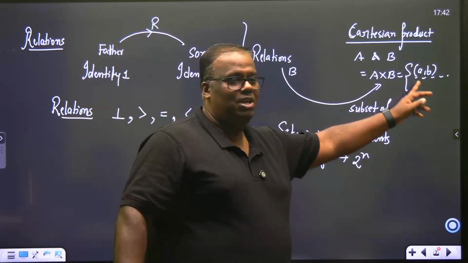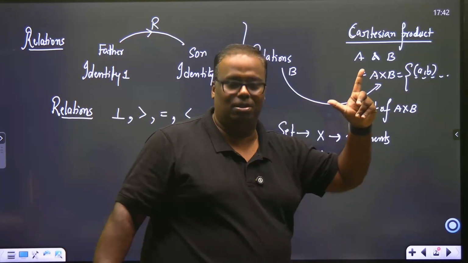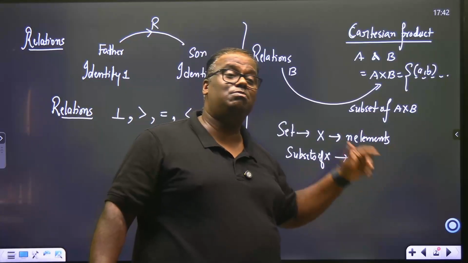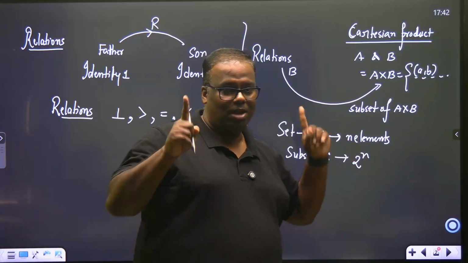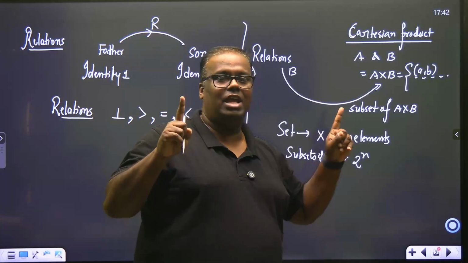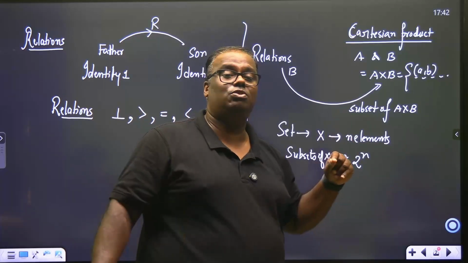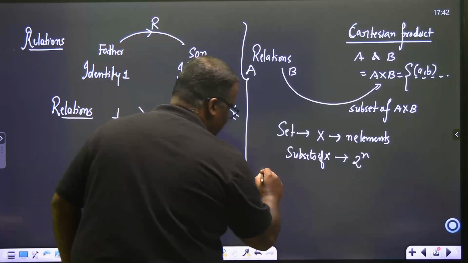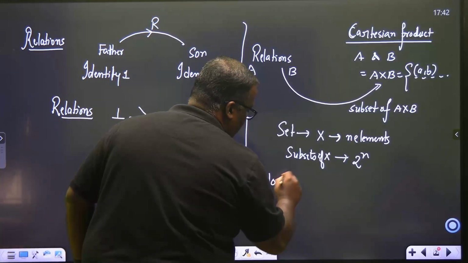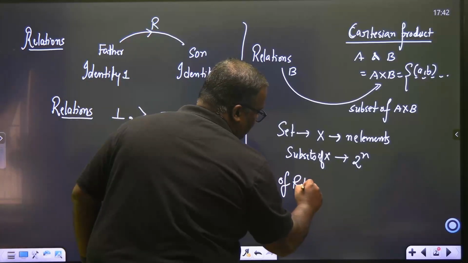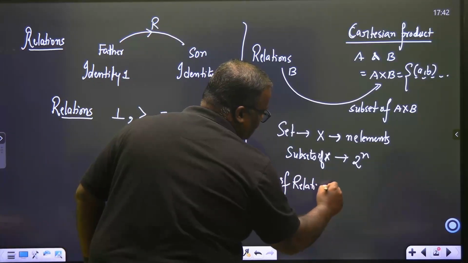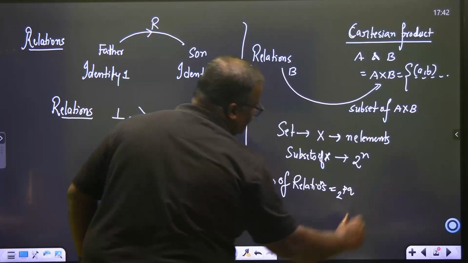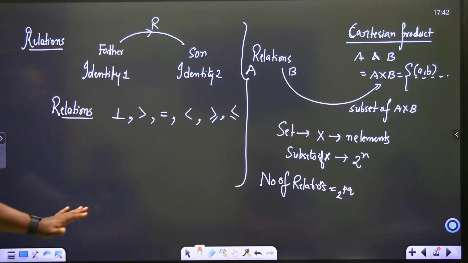So A cross B has how many elements? PQ elements. Relations are subsets. So the maximum number of relations that you can map between A and B will be how many? It will be 2 to the power PQ. Is this clear? Because relations are themselves subsets, the number of relations will be equal to 2 to the power PQ. Is this clear or not? This is just basic.